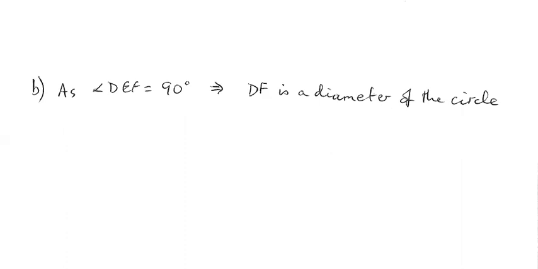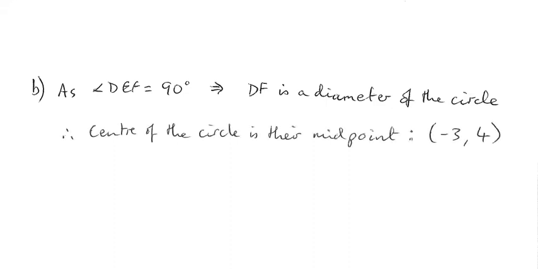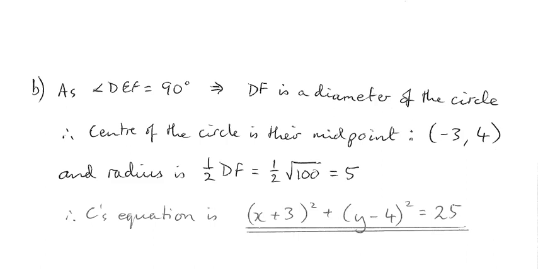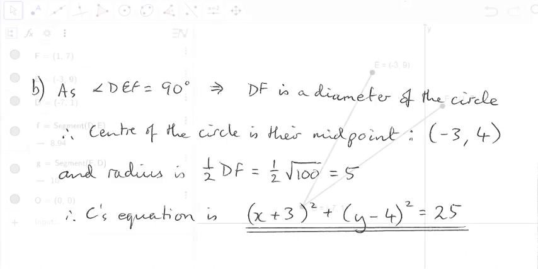Because we know that the points D, E, and F are all on the perimeter of the circle, and we know that the angle DEF is 90 degrees, that tells us that DF must be a diameter of the circle, remembering that the angle in a semicircle is always 90 degrees. So we know that the center of the circle is the midpoint of DF, and the radius is just half of the length DF, and we've already calculated the length of DF, root of 100, so we want half of that, which is just 5. So we can just write down the equation for C.